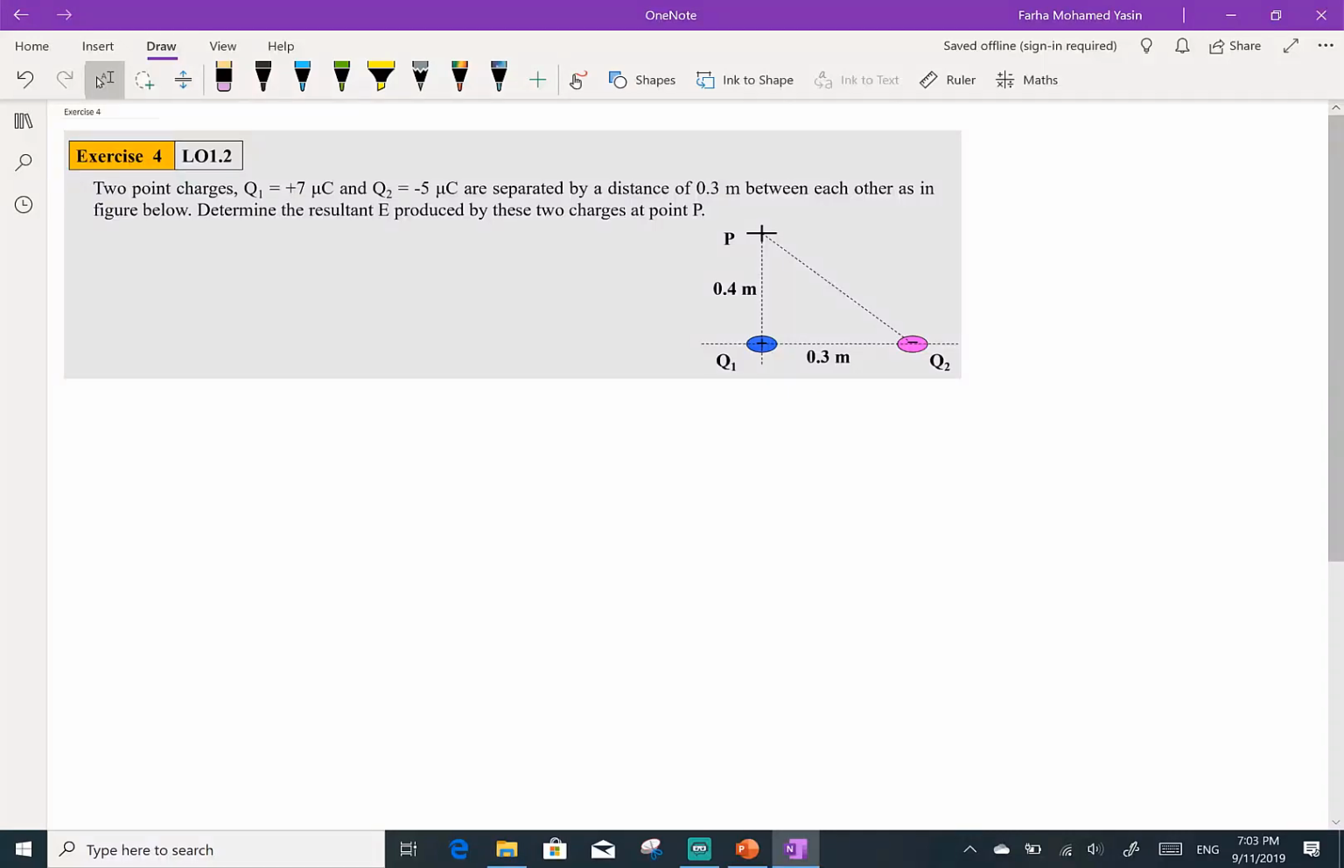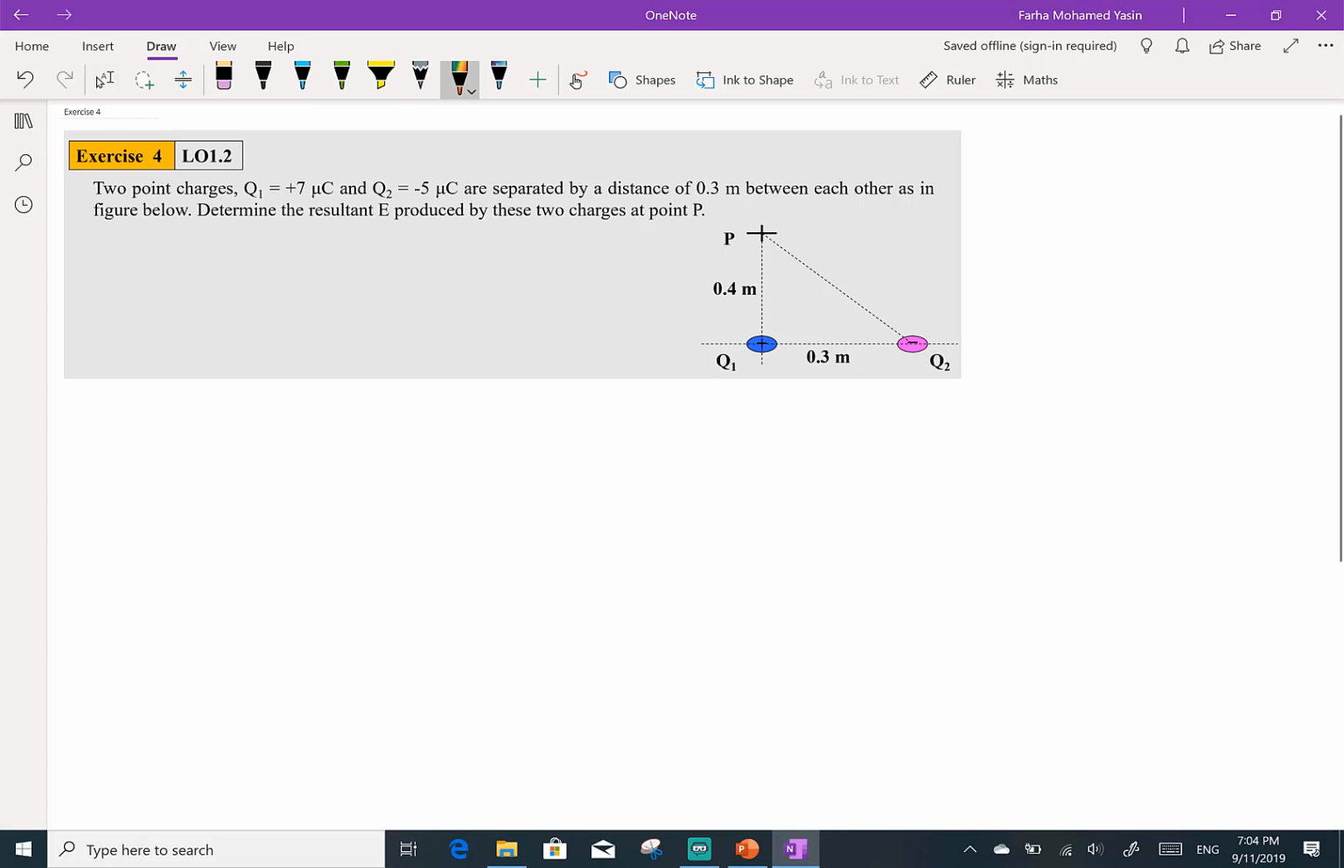Okay students, now we proceed with exercise 4. Two point charges, Q1 equals positive 7 microcoulomb and Q2 equals negative 5 microcoulomb, are separated by a distance of 0.3 meter between each other as in the figure below. Determine the resultant E produced by these two charges at point P. Okay, so this one is the diagram.